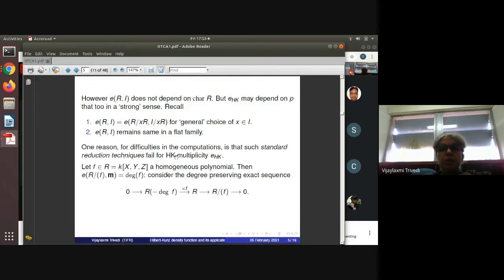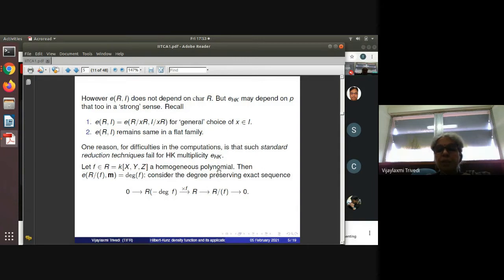But very soon we are going to see that both these criteria miserably fail when we go about computing HK multiplicity. So look at a very basic example. You take a hypersurface: take K[X, Y, Z], take a homogeneous polynomial F of that, and look at the ring R mod F. It's a ring of dimension 2. I am claiming that the Hilbert-Samuel multiplicity of this is the same as the degree of the polynomial.